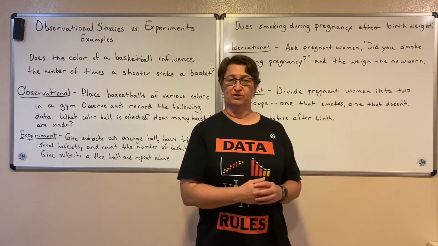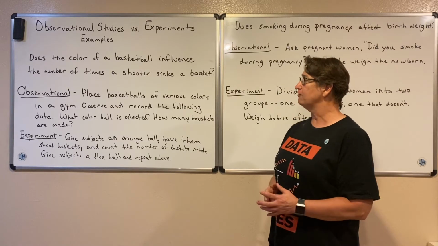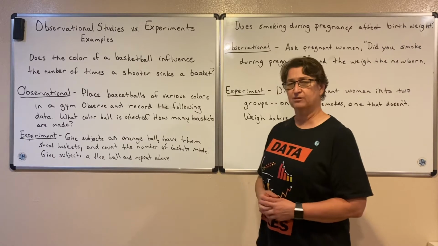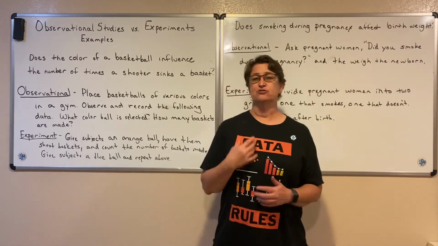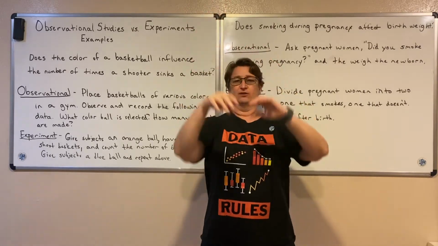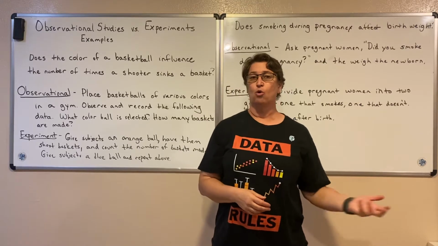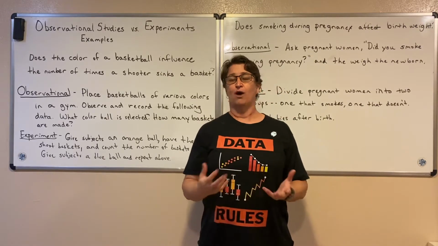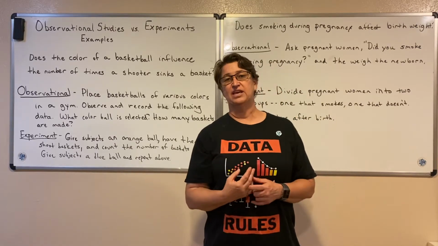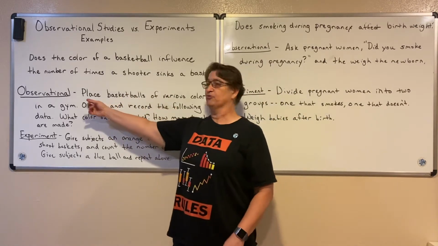So let me give you some examples. In our first question, we have, does the color of a basketball influence the number of times a shooter sinks a basket? So maybe me, as the researcher, thinks that if I give all my team members a blue basketball, they'll sink more baskets than a team that has all orange basketballs. So I want to do some experiment, or some study to help me to see if that's true. One way to do it is to simply observe.